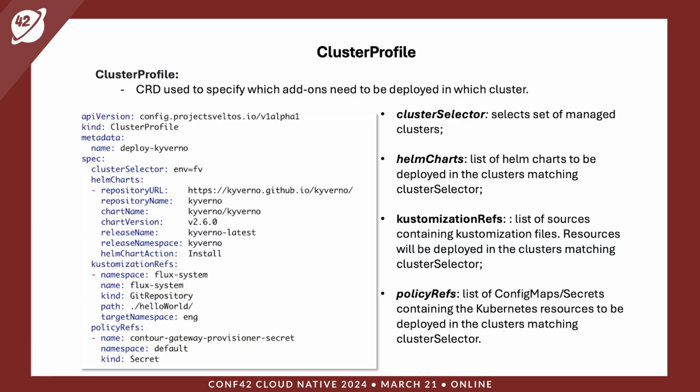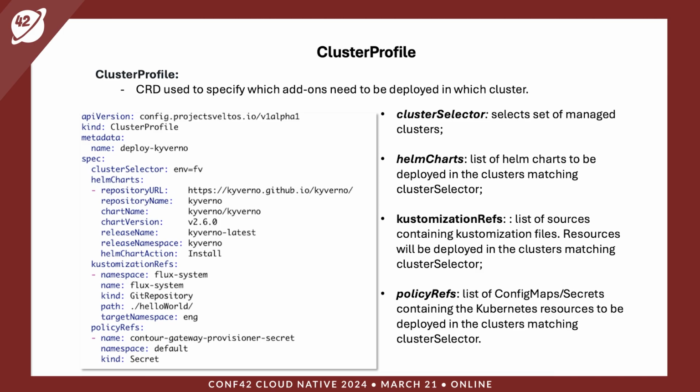ClusterProfile, as I mentioned, is the CRD that is used to tell Sveltos what to do. And it contains a few sections in the spec. The cluster selector field is a Kubernetes label selector, which selects a set of clusters. In this case, it's selecting all the clusters which have label environment set to fv, which stands for functional verification. Then it has a Helm chart section.